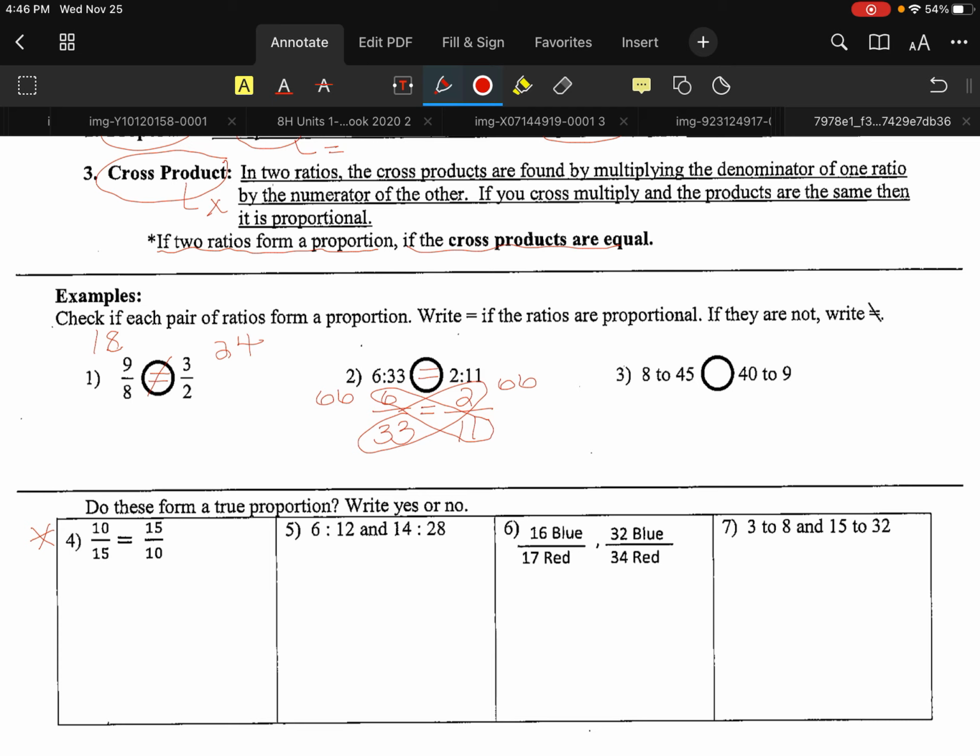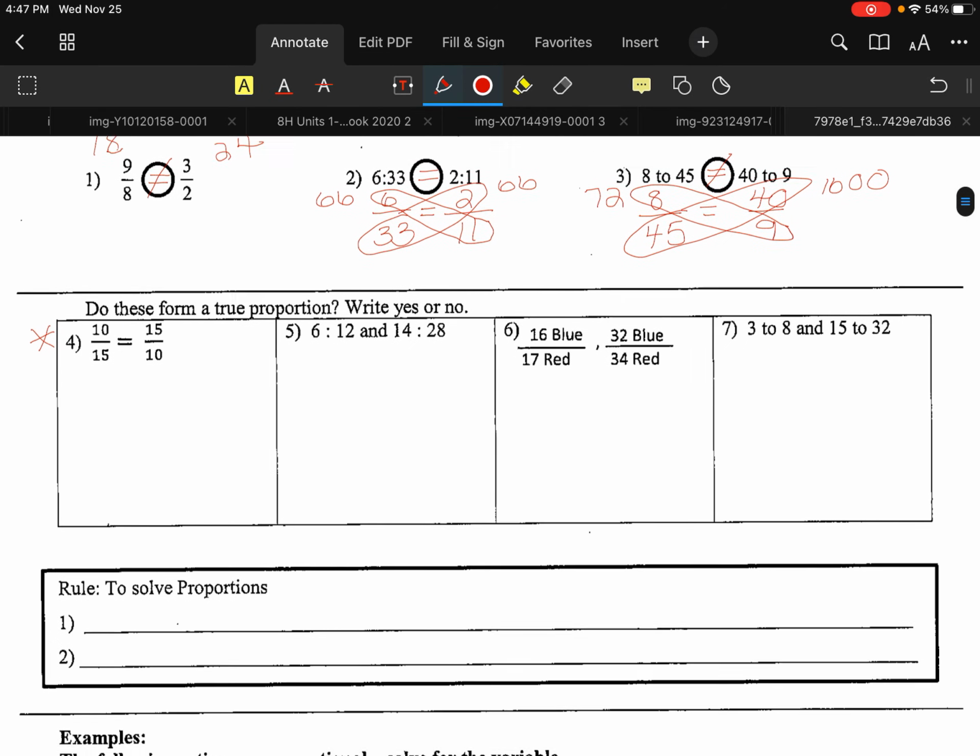Number 3, 8 to 45 is the same as saying 8 over 45. 40 to 9 is 40 over 9. Again, I'm going to put that equal sign so I can cross multiply. 9 times 8, hopefully you have your calculators handy if you're not 100% on your multiplication, gives me 72. 45 times 40, well, right away I know that's going to be a lot bigger than 72 because I'm dealing with double digits there. I get 1,600. Cross products are definitely not equal, so this is definitely not proportional.